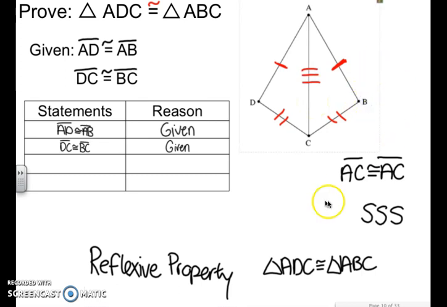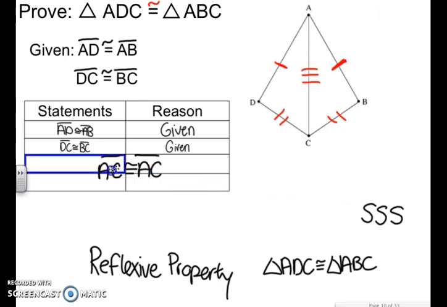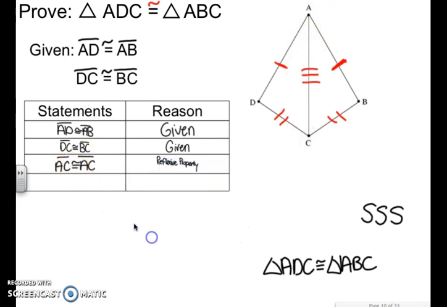Now it's just how I name it. They named it AC is congruent to AC. You could name it something different, but the reason that AC is congruent to AC would be the reflexive property. If you said AC and CA, that would be the symmetric property.